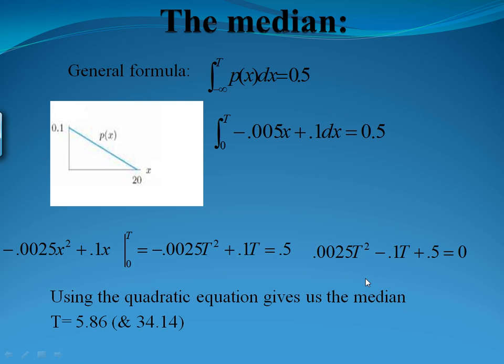Using the quadratic equation, we can now find the values of t which will solve this equation, and those two values are t equals 5.86 and 34.14. Remember that we want the t that's between 0 and 20, so here that would be 5.86. So the median of this PDF is 5.86.